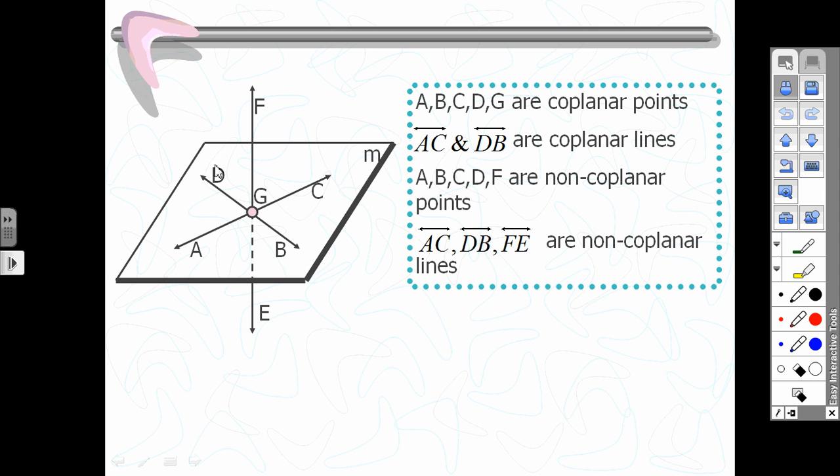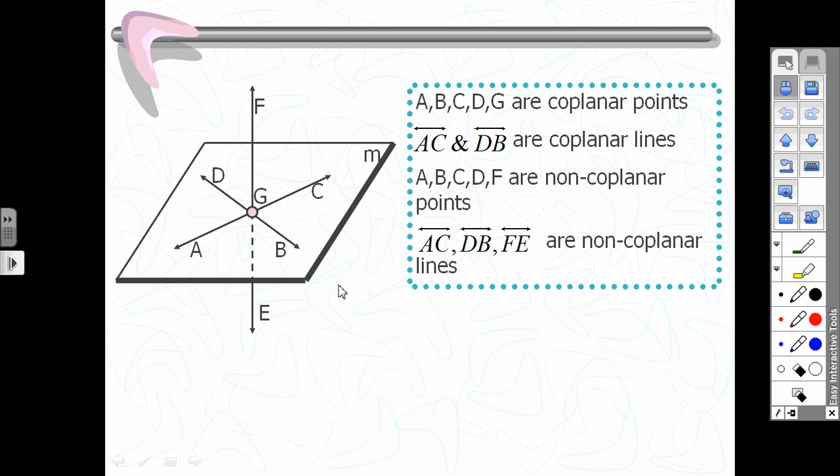So if we take all of these points that are in the plane and then include F or E, then we have non-coplanar points. And the same thing, if we take both of these lines that were coplanar but then include line EF, those are non-coplanar lines. Okay? So there's some definitions for you.